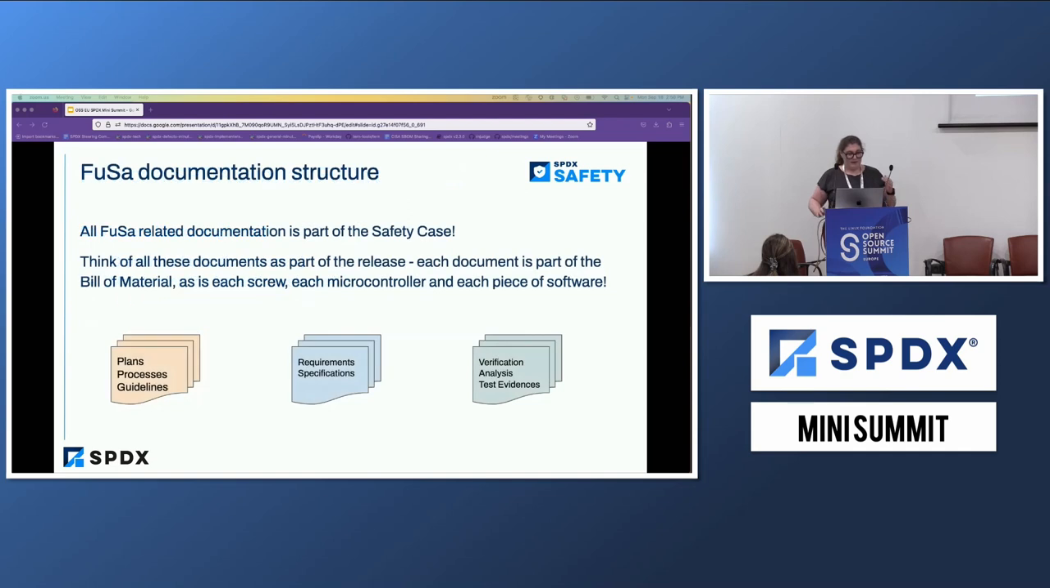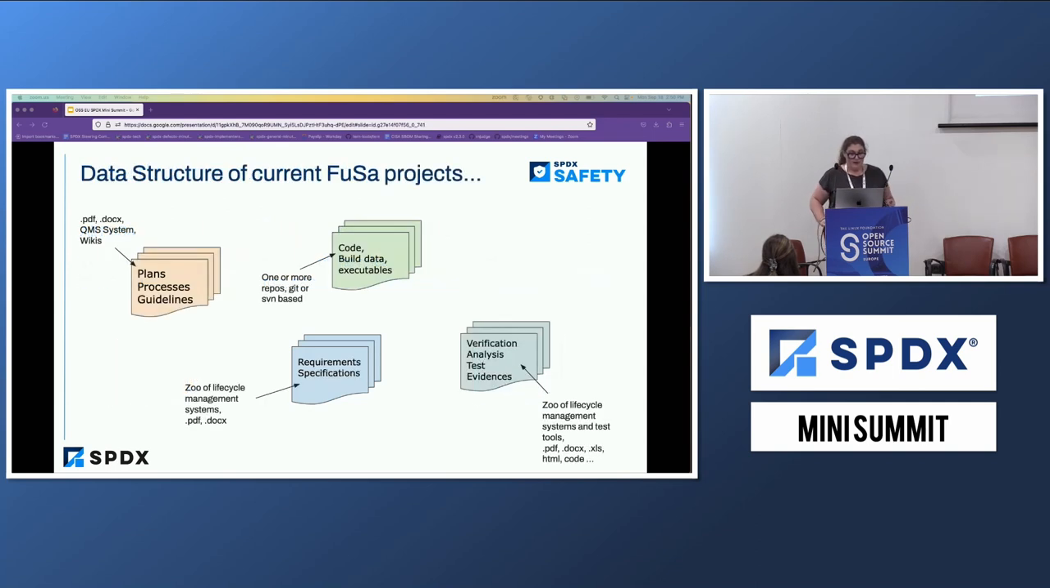So actually, FuSa projects and FuSa documentation generally always look the same. We have documents that are plans, guidelines, process descriptions. We have requirements like functional requirements, non-functional requirements, architecture design, and we have all this verification stuff, evidences, safety analyses, whatever. And actually, the current data structure in functional safety projects, in most cases, is that we have these silos of documentation in our life cycle.